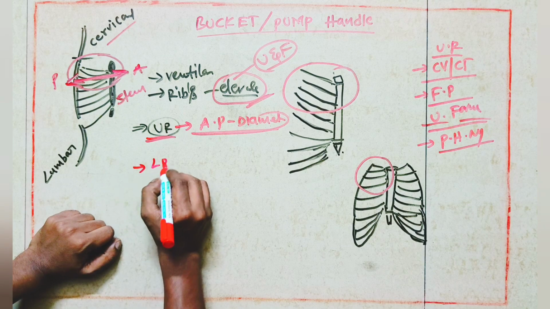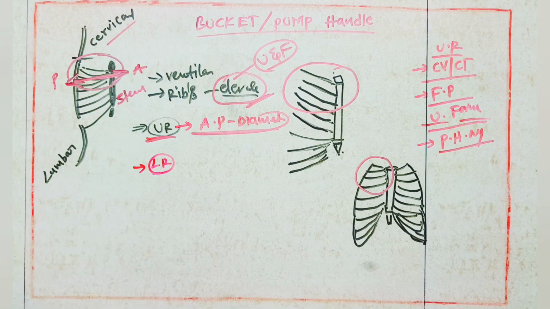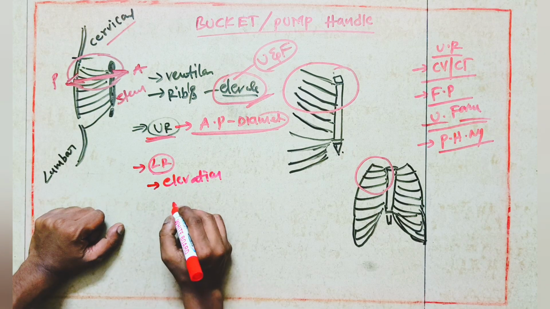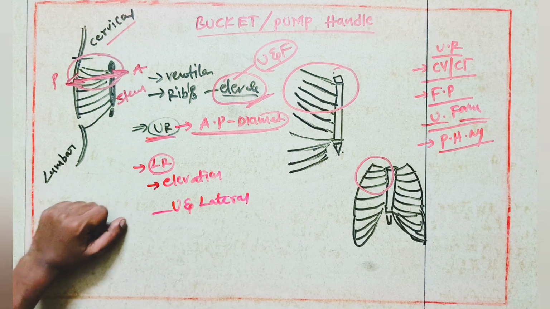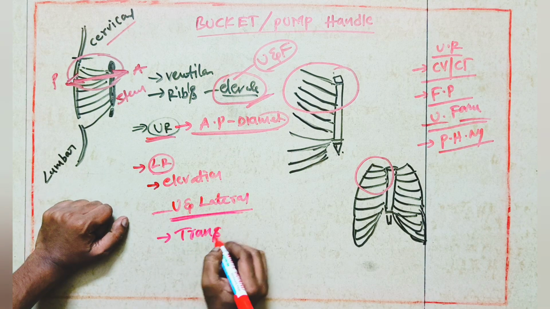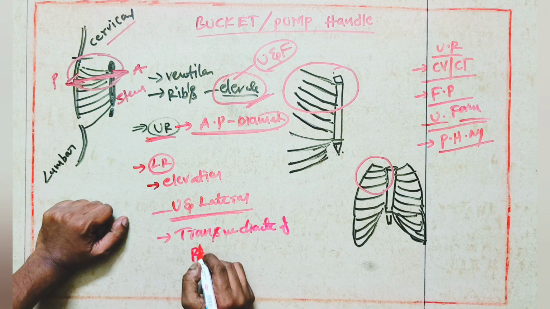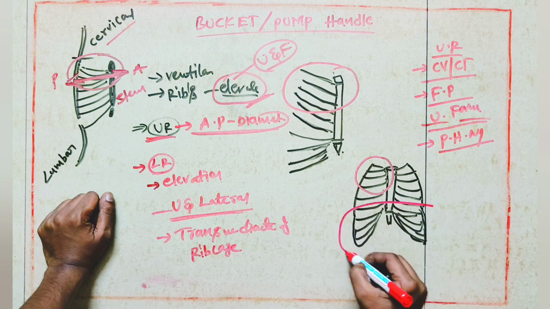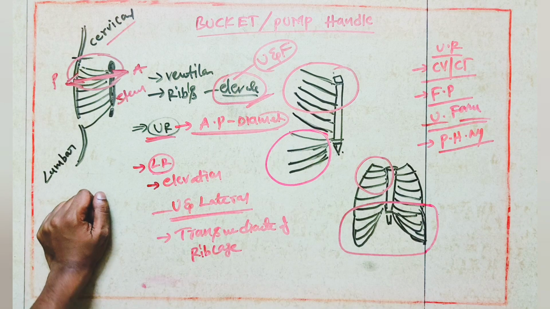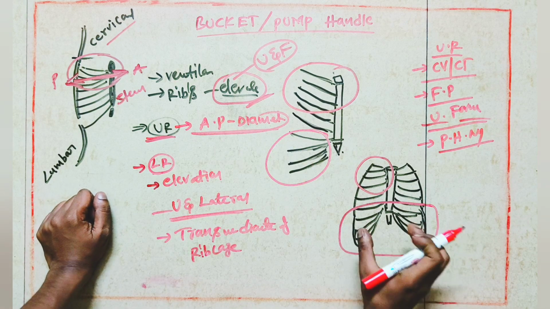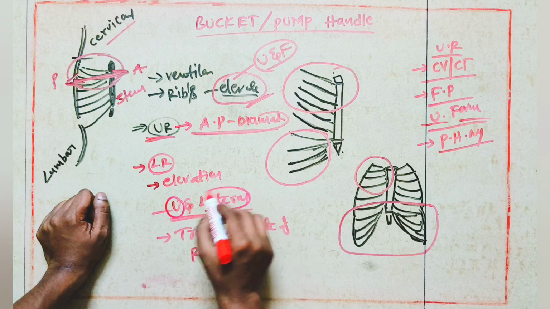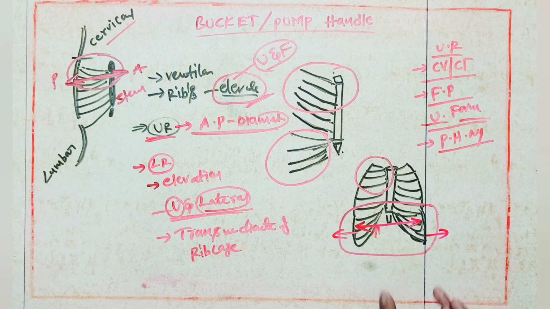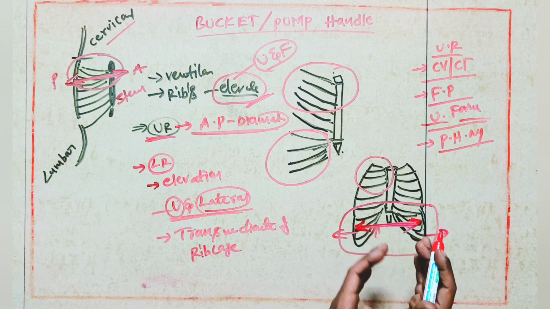At the same time, if we come to the lower ribs, here also the movement will happen because of the rib elevation. The movements will be upward and lateral, so that it is going to increase the transverse diameter of the rib cage. This is the lower rib cage. When the lower rib cage is moving upward and laterally, it is going to increase the transverse diameter of the rib cage.